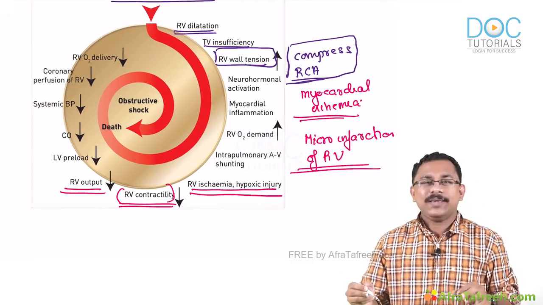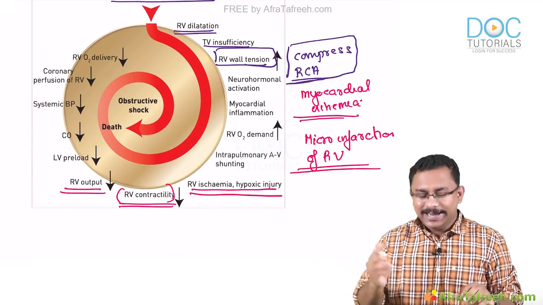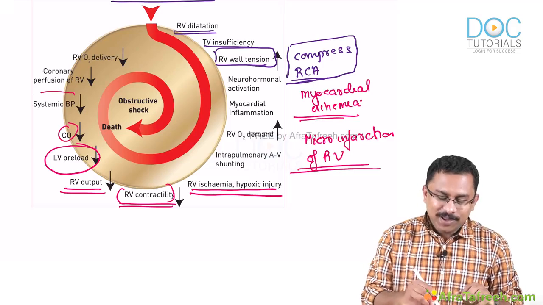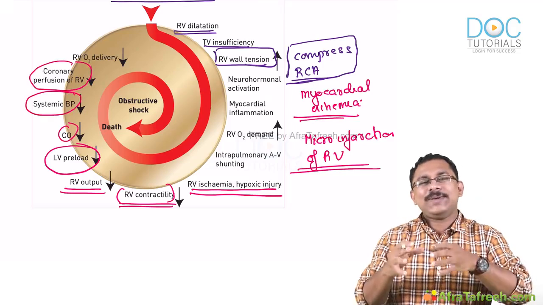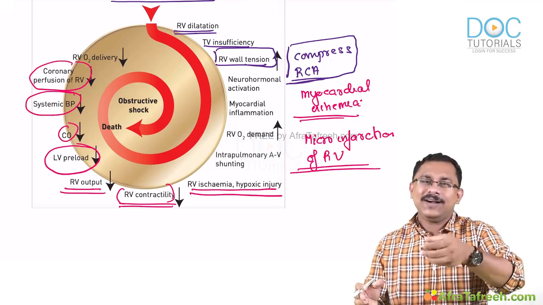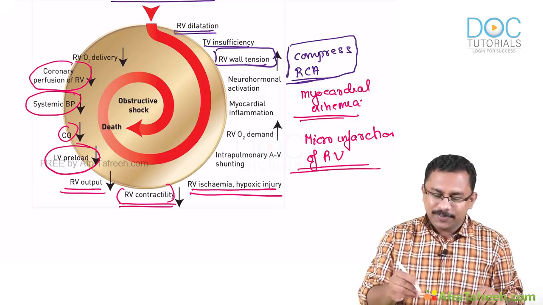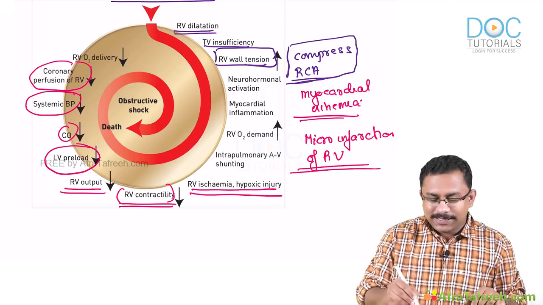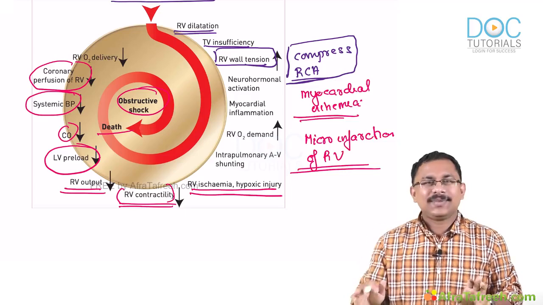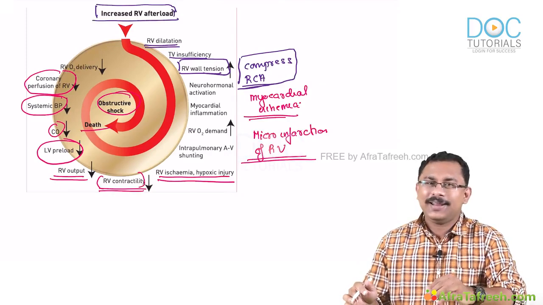with a subsequent decrease in the contractility and decreased RV output, and subsequently the septum bulges to the other side, the LV preload also decreases, and so do the cardiac output and systolic BP. Again, when the systolic BP is affected, you know that from the aorta you have the coronaries arising, so naturally the coronary perfusion will again be affected. Subsequently the patient can progress to shock, and if untreated, even death. So this is the vicious cycle of events that occurs in the setting of a pulmonary embolism.